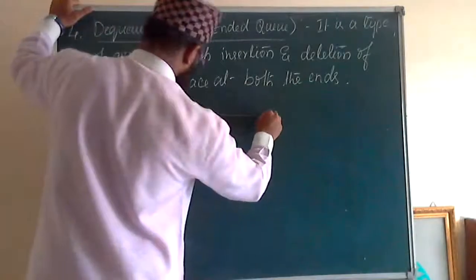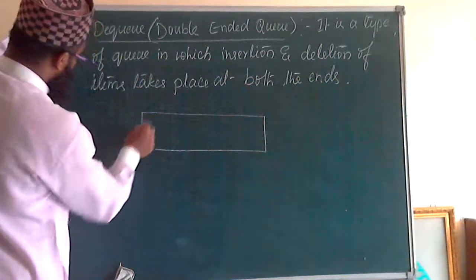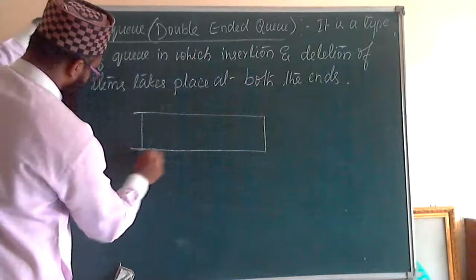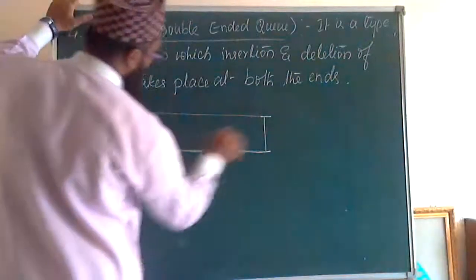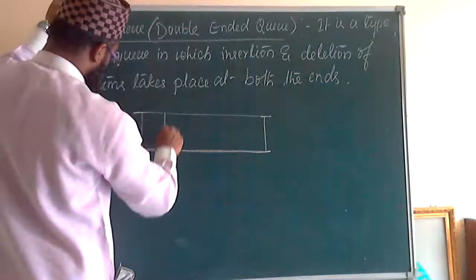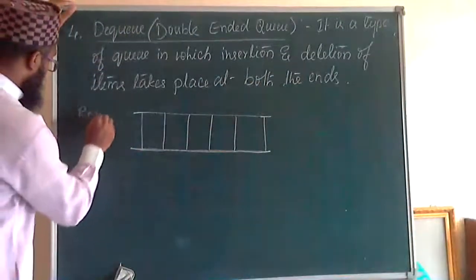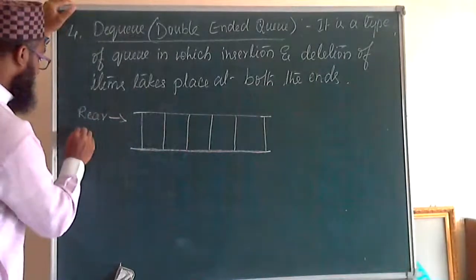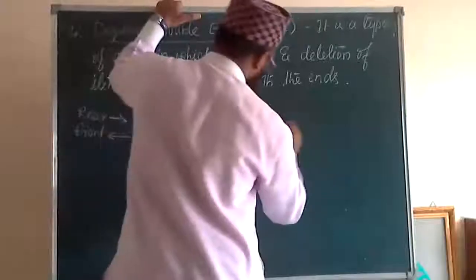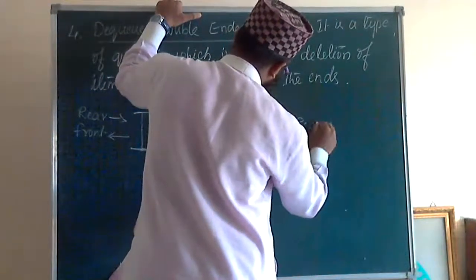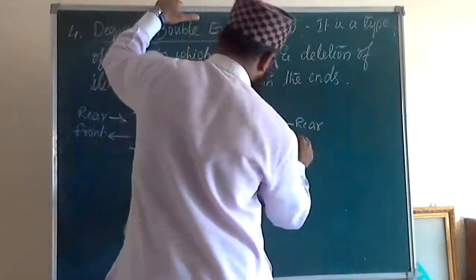So, think of it as a queue, because both of the ends are open here. These are the nodes or items. Here, at the rear, an item can be inserted, and the front item can be removed. Here also, at the rear, an item can be inserted, then the front.